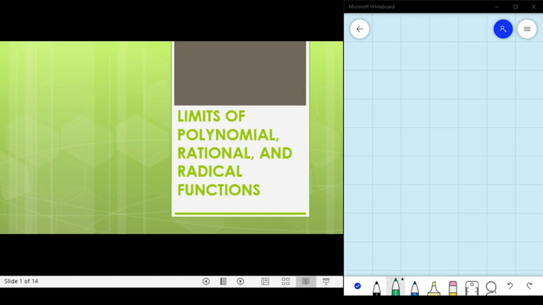We are now in topic 4.1.4 of our Basic Calculus subject, which talks about limits of polynomial, rational, and radical functions.